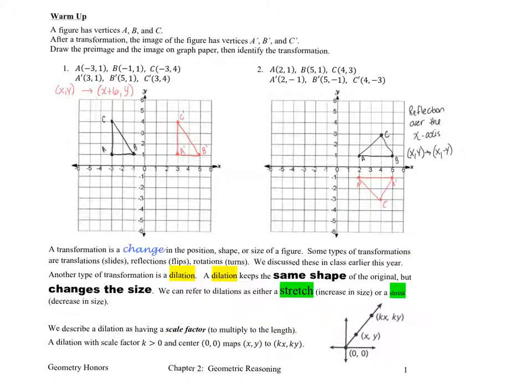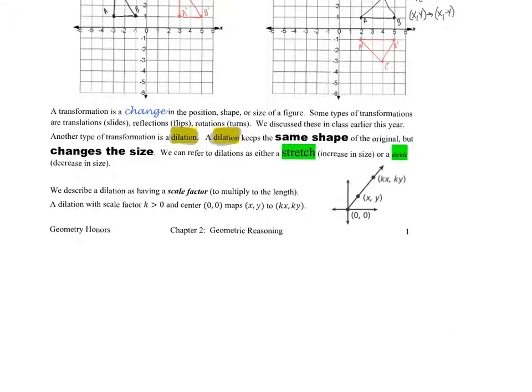The 3 transformations we learned prior all remain the same size. They did not change size. The transformation that we're going to talk about now, dilation, is where the object changes size. It keeps the same shape, but it changes size. We describe the size change with a scale factor, and a scale factor we call K.